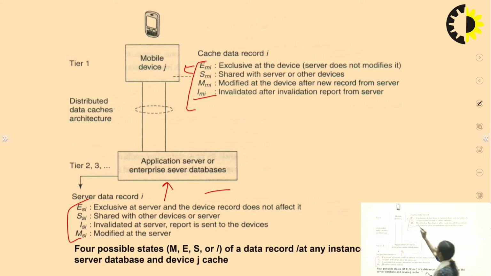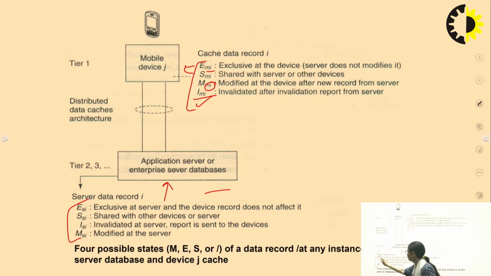So what does EMI stand for? EMI stands for exclusive at the device, that is your own mobile phone, and the server cannot modify it. Similarly, SMI says shared with server or other devices. MMI, modified at the device after a new record from the server. That is, you have cached something from the server and now you have modified it at your end. That is why we have used the subscript MI. Then IMI, invalidated after the invalidation report from the server has been received. So you need to change its state to IMI.